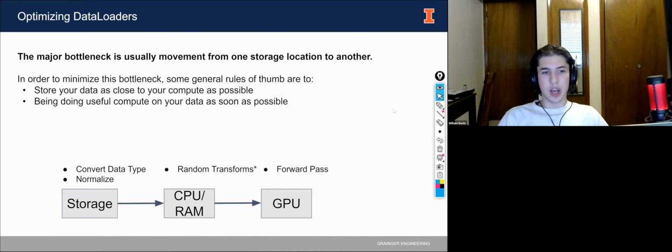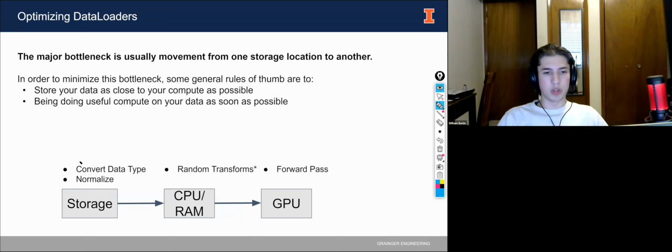And then two, we want to do some useful compute on our data as soon as possible. Of course, no sooner, but this means, when we're storing our data, convert the data type ahead of time, normalize the data ahead of time, things that you're always going to have to do 100% of the time that are always the same. It's often beneficial to store the images like that.